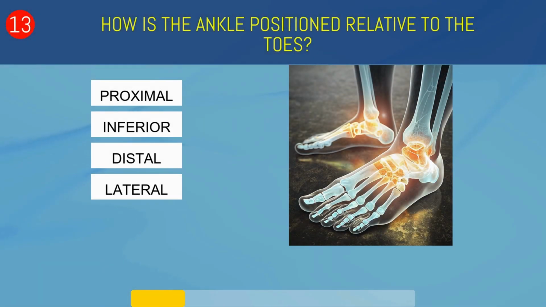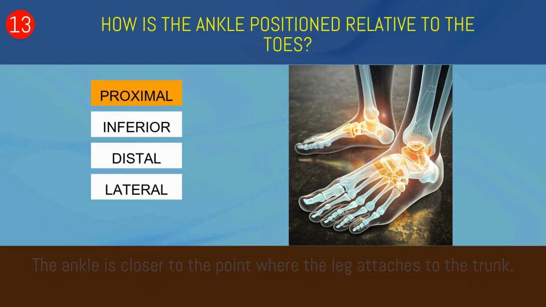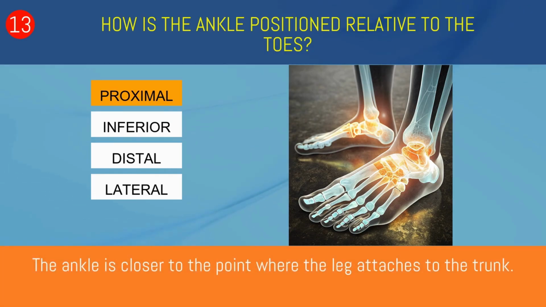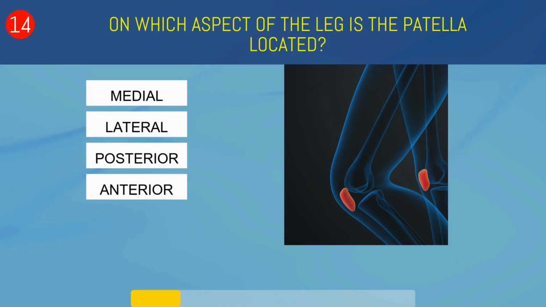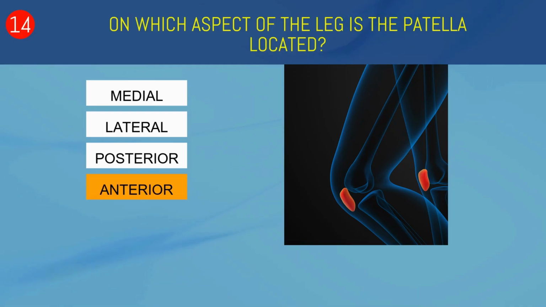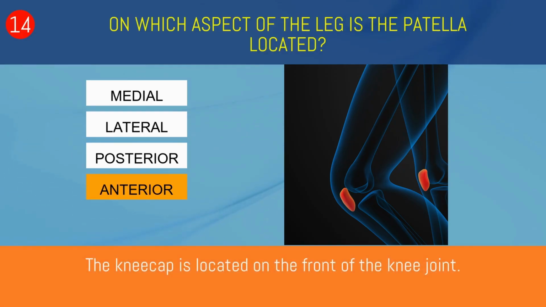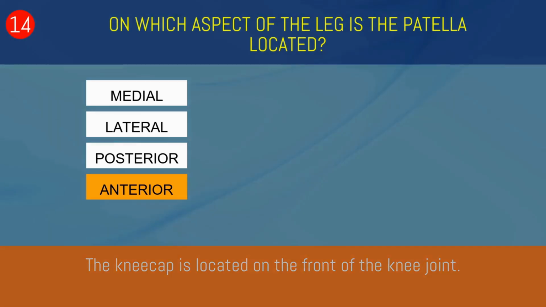How is the ankle positioned relative to the toes? Proximal, inferior, distal, or lateral? Proximal. The ankle is closer to the point where the leg attaches to the trunk. On which aspect of the leg is the patella located? Medial, lateral, posterior, or anterior? Anterior. The kneecap is located on the front of the knee joint.